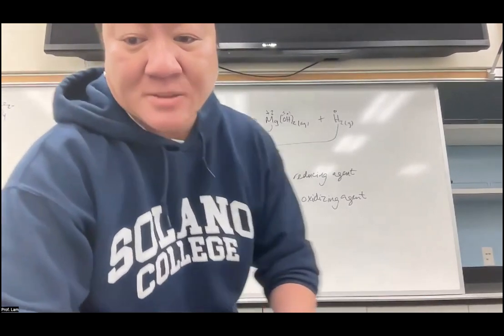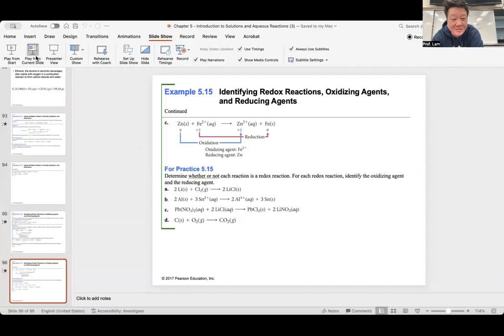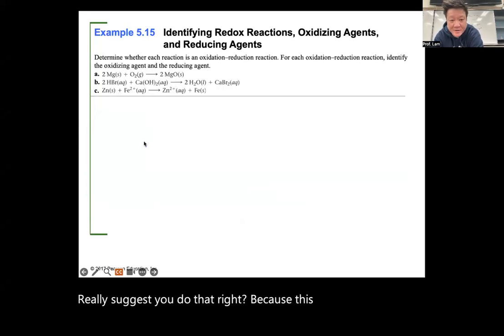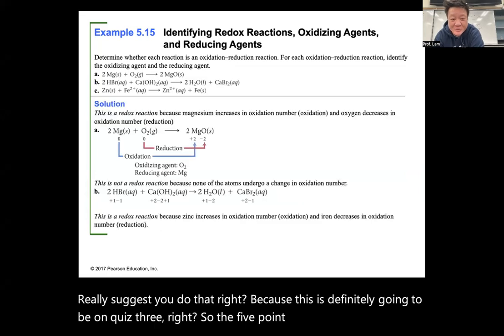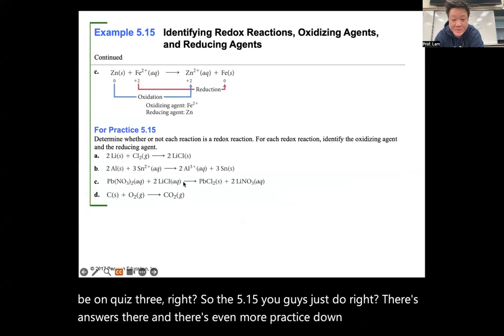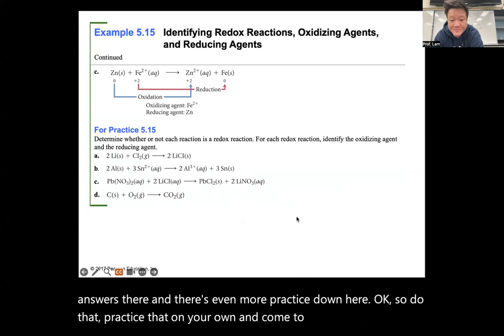Okay, so that's pretty much it. There are more problems for you guys to practice, and I really suggest you do that, right? Because this is definitely going to be on quiz 3, right? So the 5.15, you guys just do, right? There's answers there, and there's even more practice down here, okay? So practice that on your own, and come to me if you have any questions, all right?